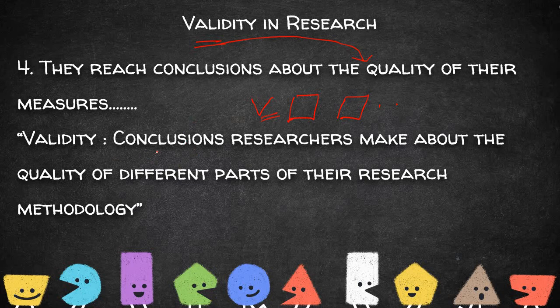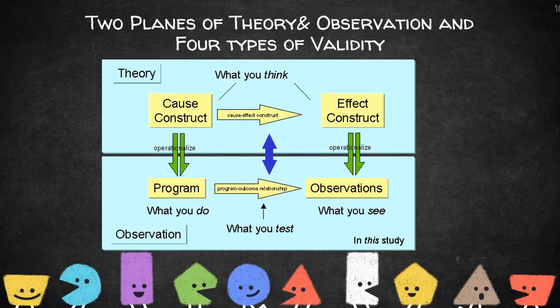So validity is conclusions researchers make about the quality of different parts of research methodology. So something which addresses methodological questions, and there are 4 methodological questions which validity tries to address, and accordingly there are 4 types of validity. Okay, so 4 methodological questions and 4 types of validity, we will talk about it.